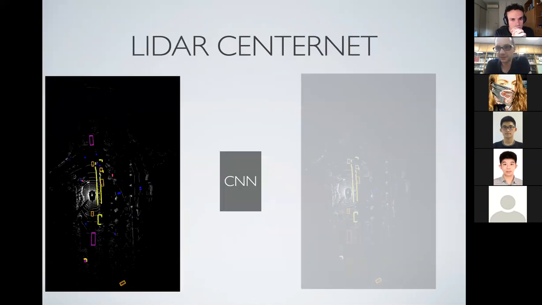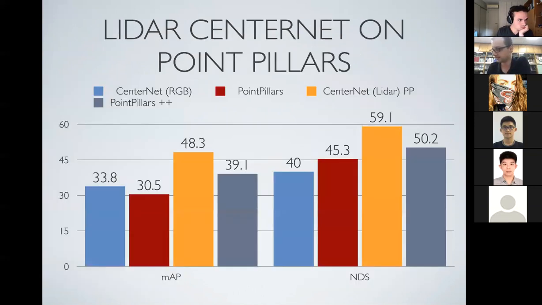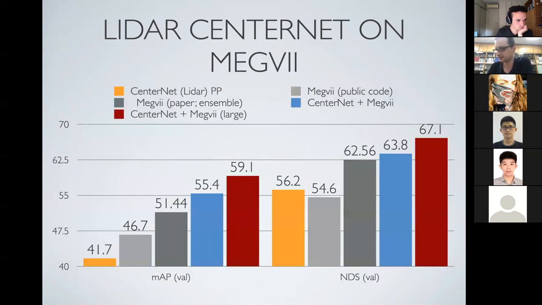Now, briefly, we also applied CenterNet to LiDAR images, in which we just used a 3D point cloud backbone to then predict 3D locations in LiDAR images and 3D vehicle orientation. Again, there this works quite well. It gives us a reasonably large boost over prior methods, no matter what backbone we tried.